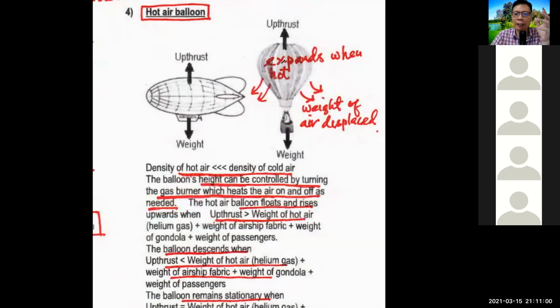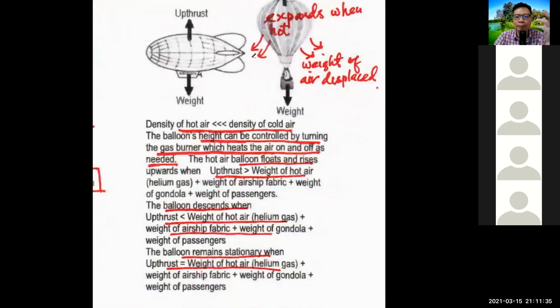What about when this hot air balloon wants to come down? How to make this hot air balloon come down? You switch off the fire actually. Don't turn on the fire anymore. Let the gas here cool down. When the gas inside cools down, it will contract, so the balloon becomes smaller. When the balloon becomes smaller, the weight of air displaced becomes less. Then the weight becomes bigger than the upthrust already, so it will descend slowly.